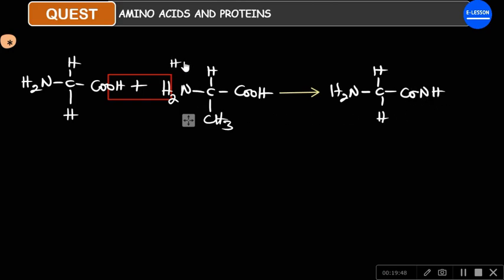Recall that there's one H here. One H has been taken by this to form what? H2O. And then of course you have CH, COOH, and CH3. Plus what? The water molecule that was given off.